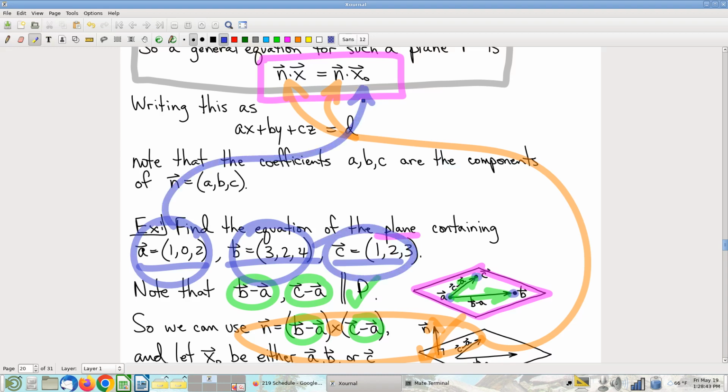So I'm going to pick this one here because it's got a 0. I love zeros, right? And the other numbers are relatively easy as well. So out of pure laziness, I pick A. But if you want to do B or C, totally fine, doesn't matter. Cool. And then there's your equation for your plane. How do you feel about all that? Everybody happy?